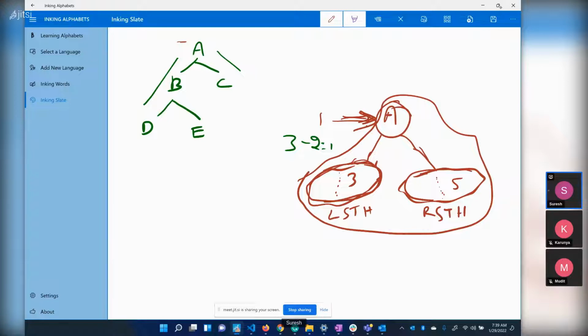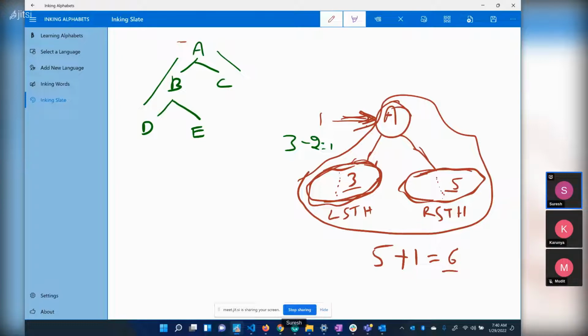So we need to take the maximum of these two, correct? The right subtree is already bigger. So we need to take the maximum. What is the maximum here? 5 plus 1. That becomes 6. So you guys need to understand this concept. Is it clear or not? Yeah, it is clear, Suresh.